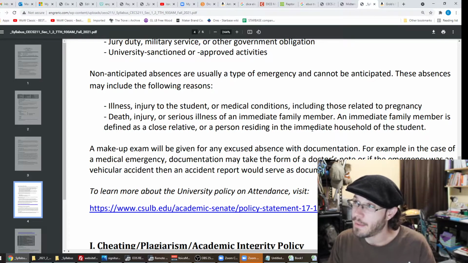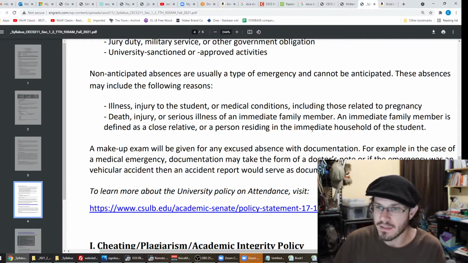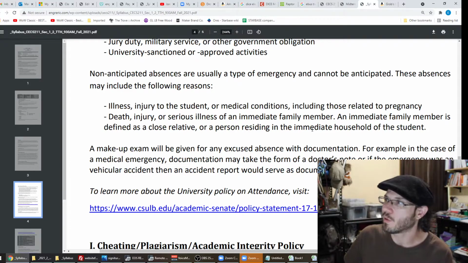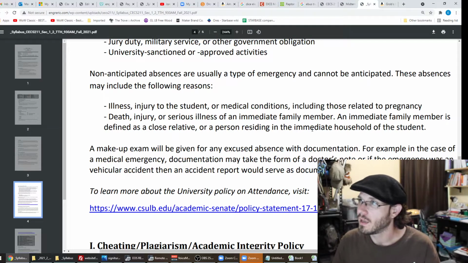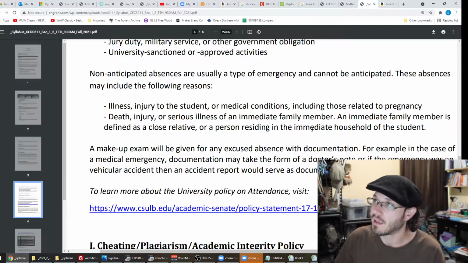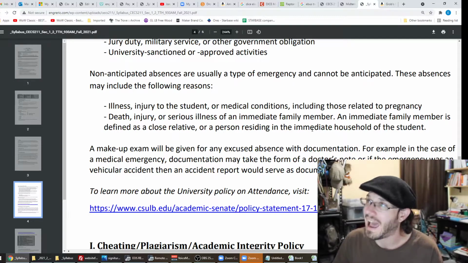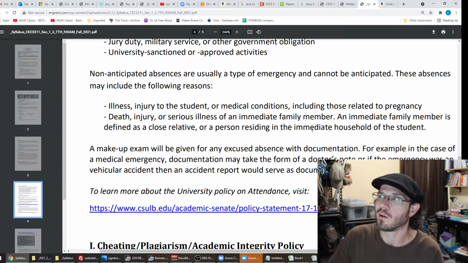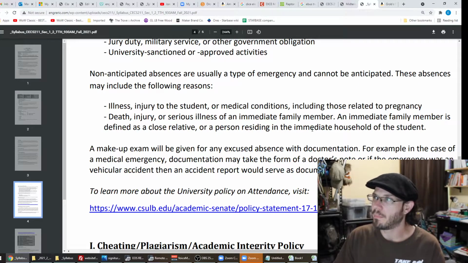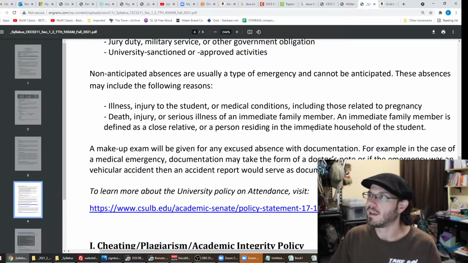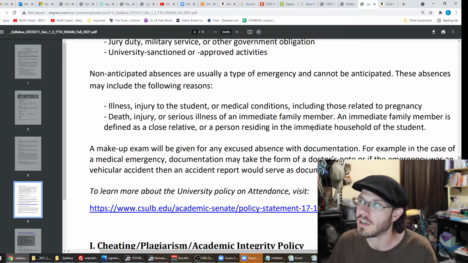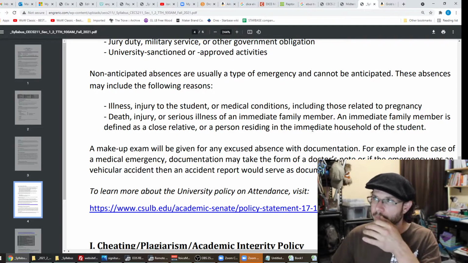Now, for any type of emergency, there is a requirement of documentation of the emergency. So if it's a medical thing, doctor's note. If it's a vehicle type accident, then accident report, things like that. Okay, so I can go ahead and do a makeup for any good reason as long as we have some documentation of that. Okay.